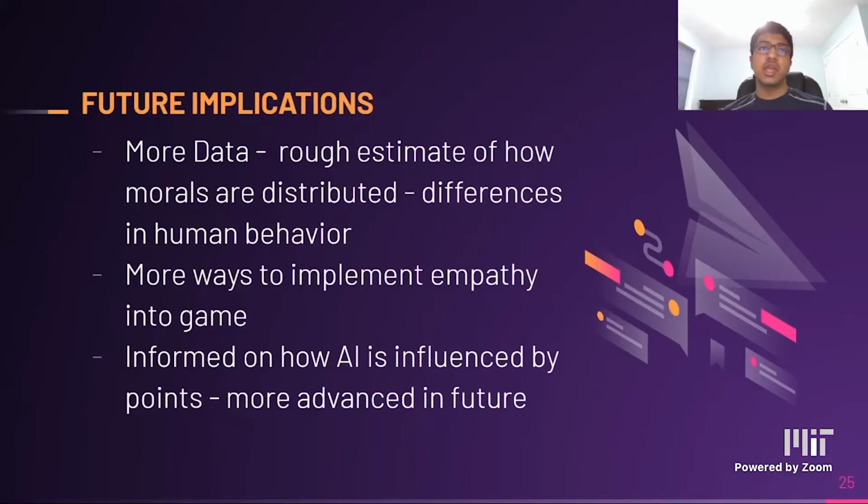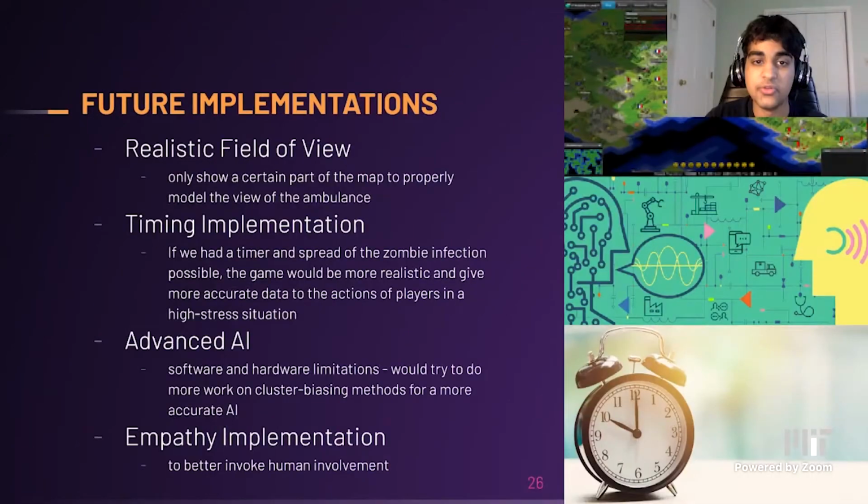Adding empathy into the game would allow the player to be immersed into the game, which may lead to different results. Finally, by making the AI more advanced, this may cause data that shows how a machine is influenced by a point-based system even more than it already is right now. There are also a few more things we would add to the game for future use with more time.